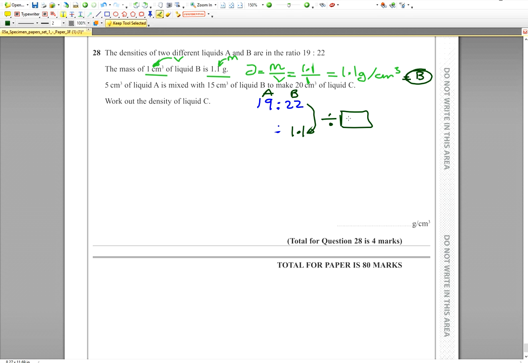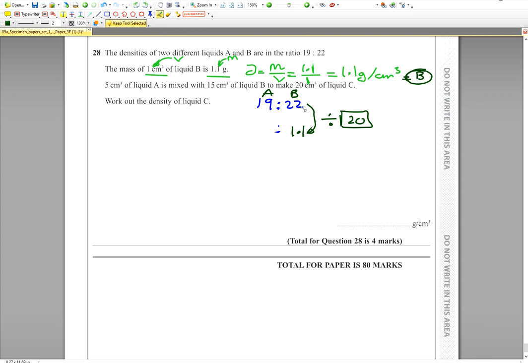0.05. Oh, thank you. Somebody give me the right answer. 20. Yes, well done. 20. What? 22 divided by 20 is 1.1. You said 20. Okay. Are we happy with that? So this is how the ratio gave us.